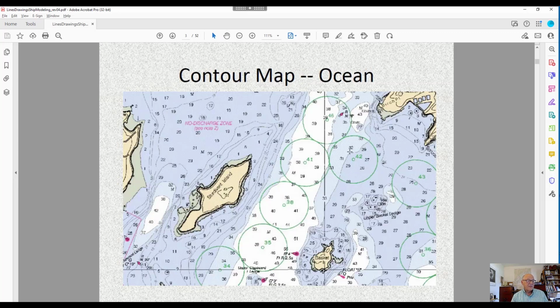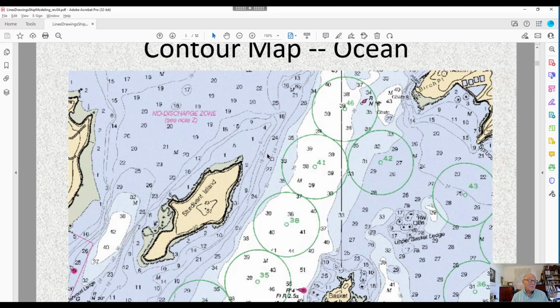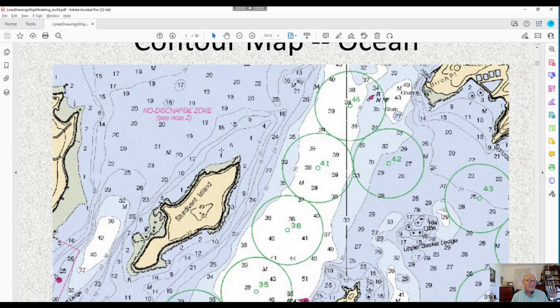So here's a nautical chart. This is Portland Harbor. The contour lines here indicate depths of water, and you can see a little more clearly here that you have a 1 foot depth here. When it gets up to 6 feet, you get a contour line with the number 6. When it gets up to 12 feet, you get a contour line with the number 12. 18 feet, the number 18. These are based on fathoms, which is a 6 foot depth measurement.